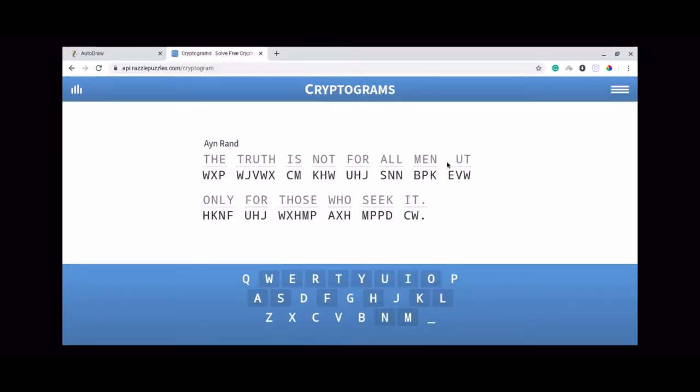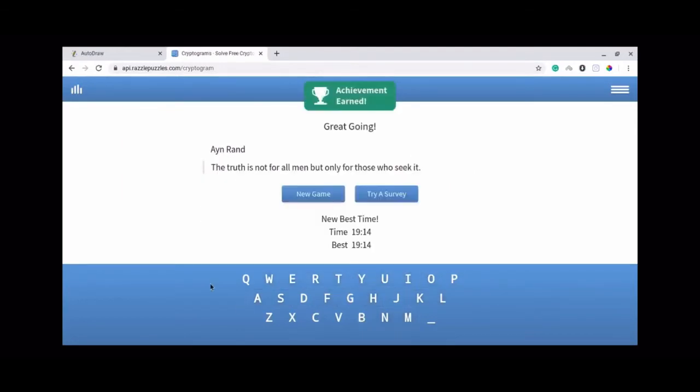And you see a negative here. Classic English rules, there's a negative. Usually there's a "but." Not like the physical butt, but the coordinating conjunction "but." And there you go. Why did that take 19? Yeah, I had that sitting out there. Anyway, the truth is not for all men, but only for those who seek it. And that's your finished quote. And that's what I like about cryptograms.